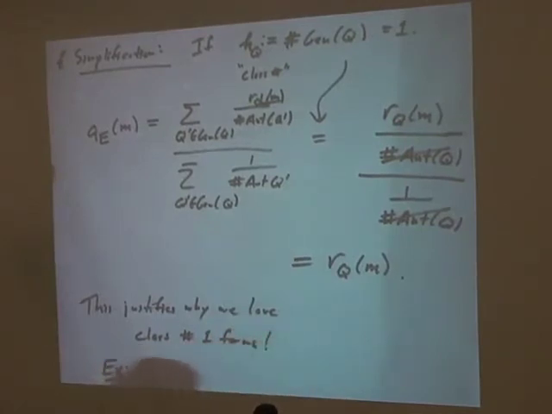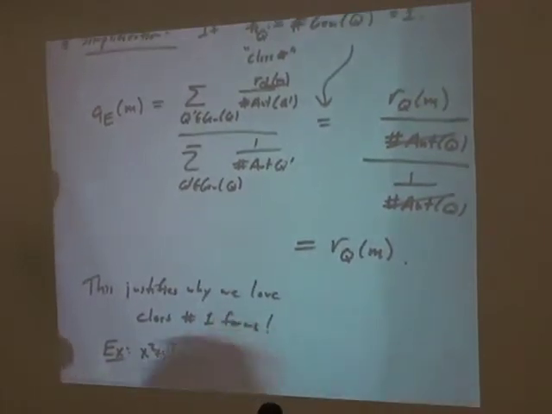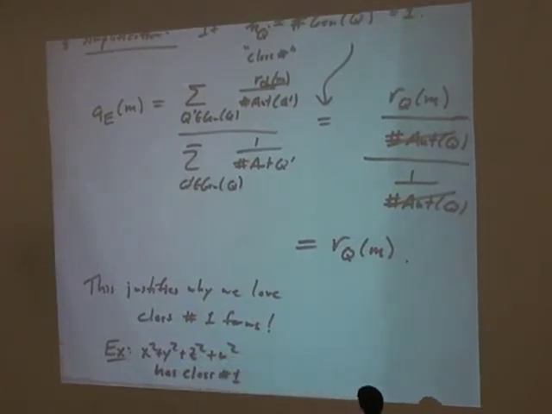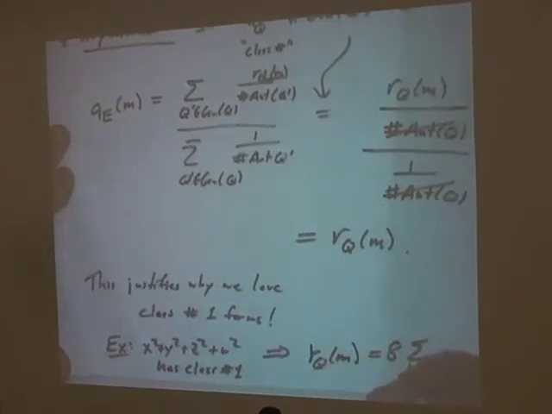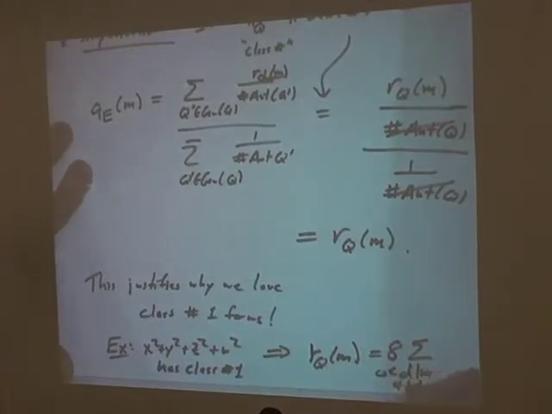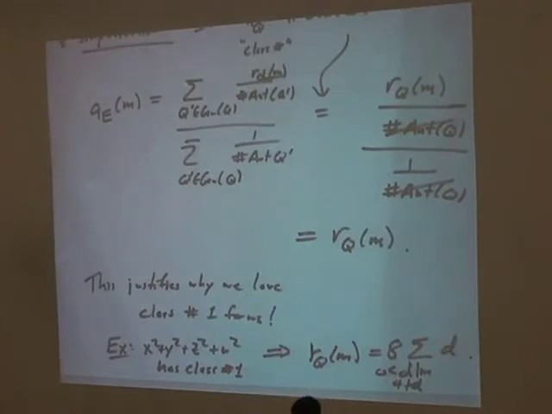As an example, the quadratic form x squared plus y squared plus z squared plus w squared has class number 1. So in particular, I can use local representation densities to compute the number of ways of representing a number by this form. There's an explicit formula in terms of local information, and there's a formula due to Jacobi. I don't know if people know this formula, but it's beautiful. It is 8 times the sum of the divisors d of M which are bigger than 0 and not divisible by 4. This is due to Jacobi.